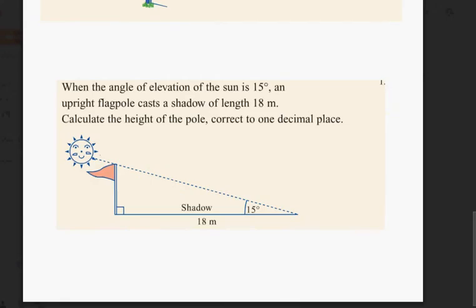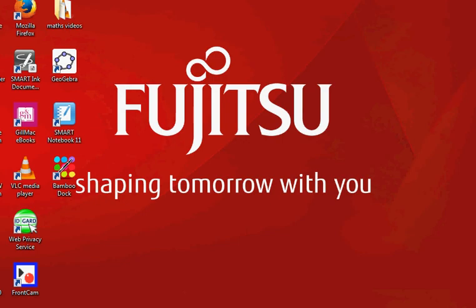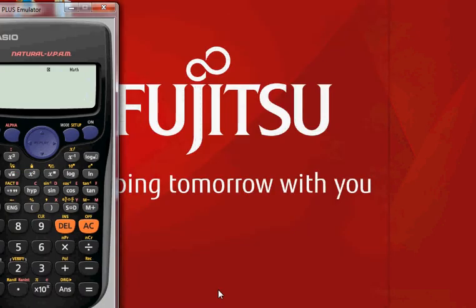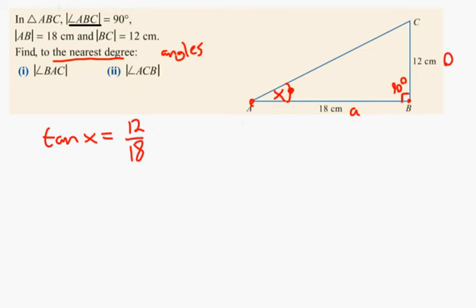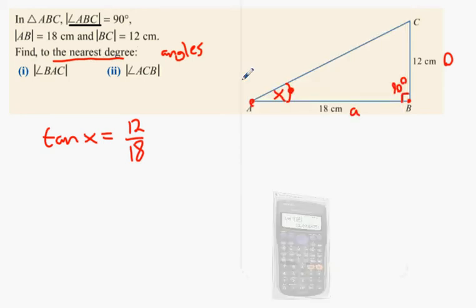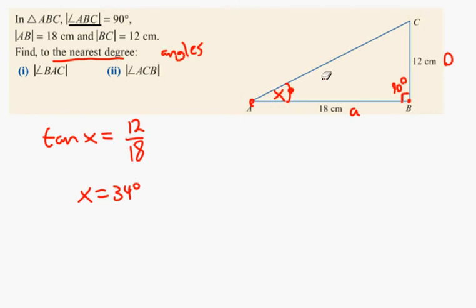Okay, so just while we're waiting there, I just had to get my calculator out. So what we're going to do next, guys, is tan inverse 12 over 18. Tan inverse 12 over 18, and what do you get? And does it want the nearest degree? To the nearest degree? 34 degrees. X equals 34 degrees.